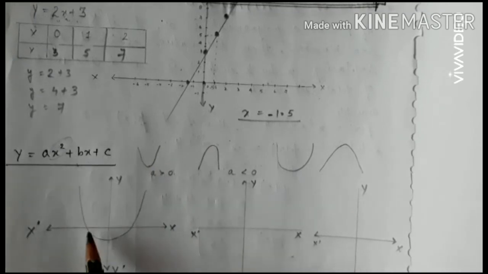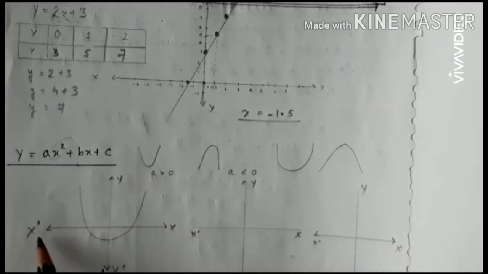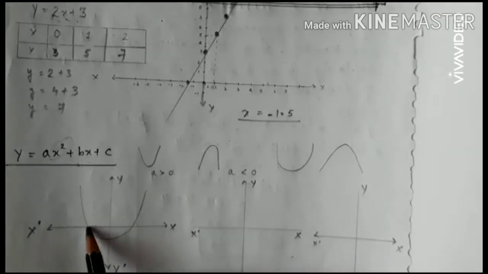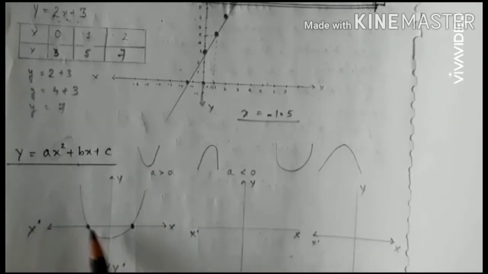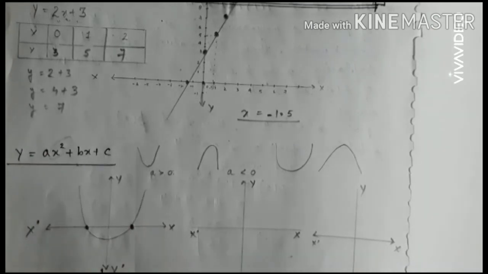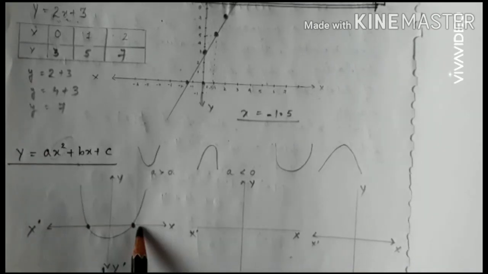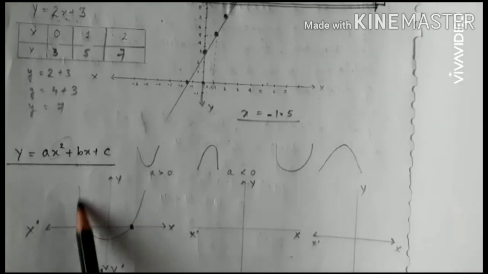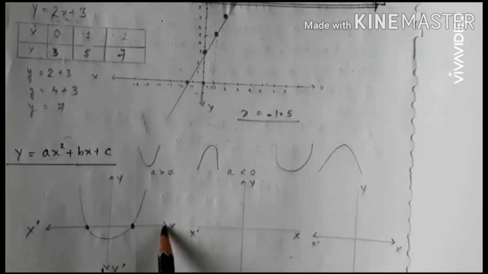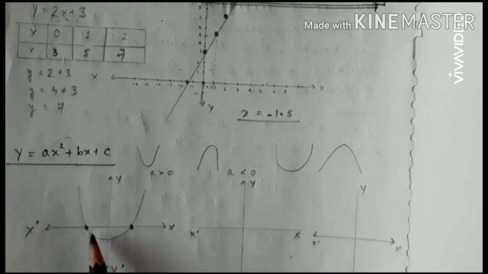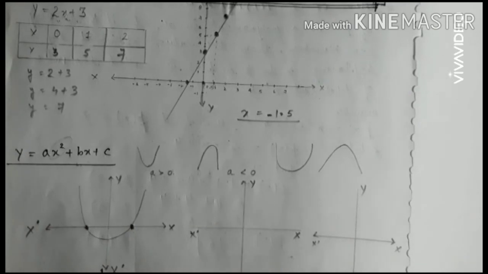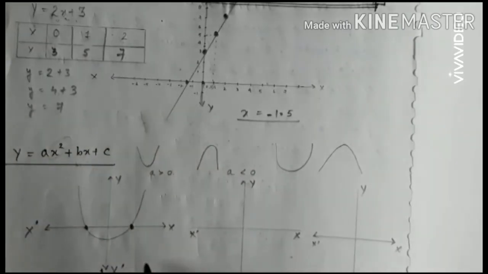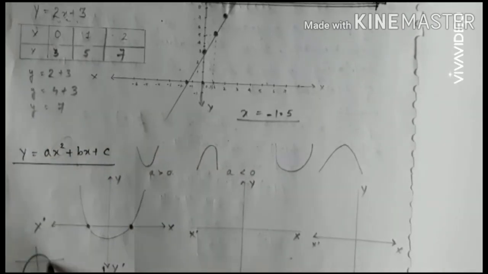Now tell me, how many times does this parabola touch the x-axis? It touches at 2 points, here 1 and here 2. So how many zeros will there be? 2. Why? Because this parabola touches the x-axis 2 times. So for this there will be 2 zeros. It can be this, and it can also be like this.